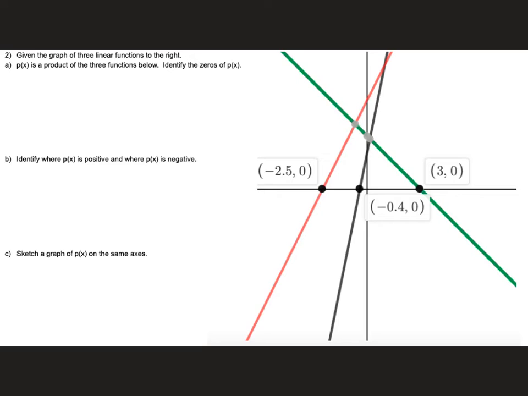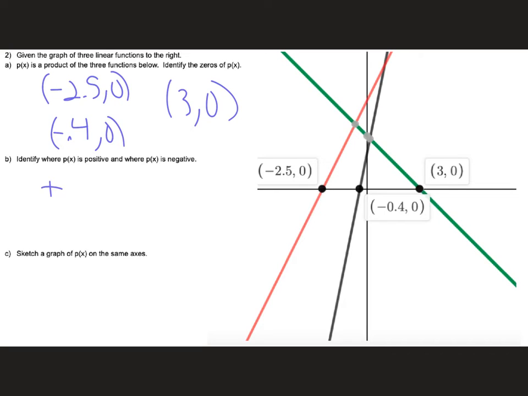And the last piece here, we have a product of the linear functions below. By the below, I mean to the right. Identify the zeros. So the zeros of p of x are the zeros I see: negative 2.5, 0; negative 0.4, 0; and 3, 0. Identify where p of x is positive. So p of x is positive.